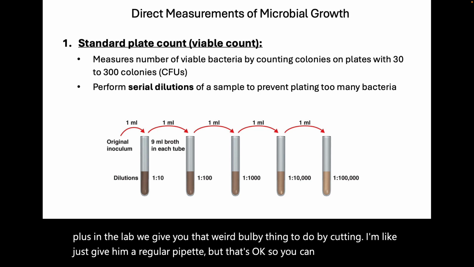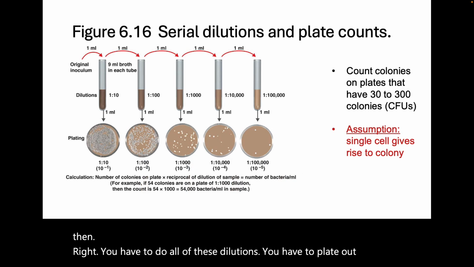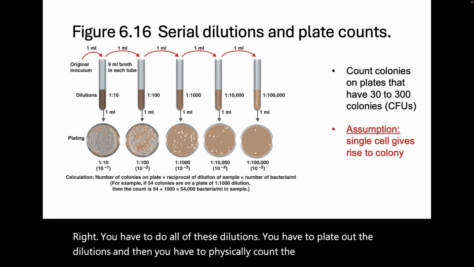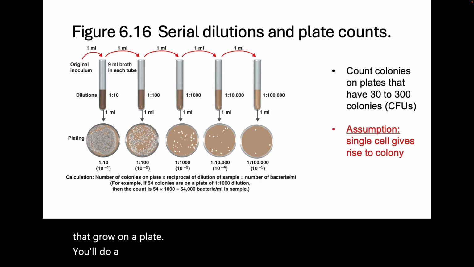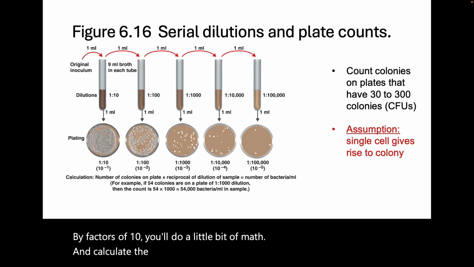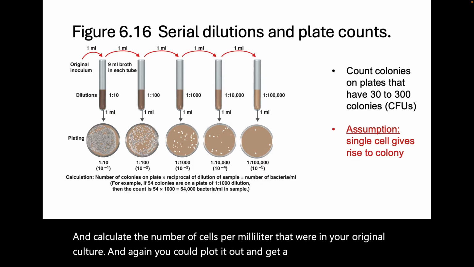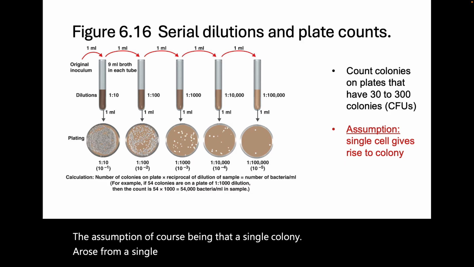And then, you have to do all of these dilutions. You have to plate out the dilutions. And then you have to physically count the number of colonies that grow on a plate. You'll do a little bit of math, by factors of 10, and calculate the number of cells per milliliter that were in your original culture. And again, you could plot it out and get a growth curve. The assumption, of course, being that a single colony arose from a single cell that was in the original mixture.